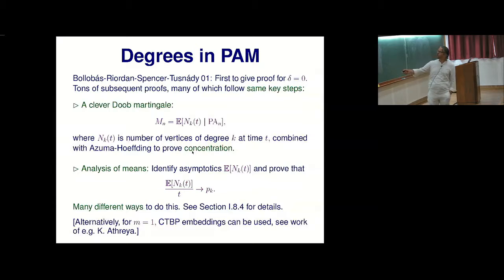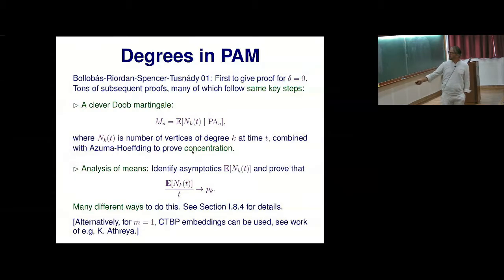Of course, you still have to analyze how the mean behaves. And that you can do and show that the expected proportion of vertices with degree k converges relatively quickly, as t tends to infinity, to this p_k. And there are many ways how that can be done. There's one in chapter 8, section 8.4, where we do this explicitly.